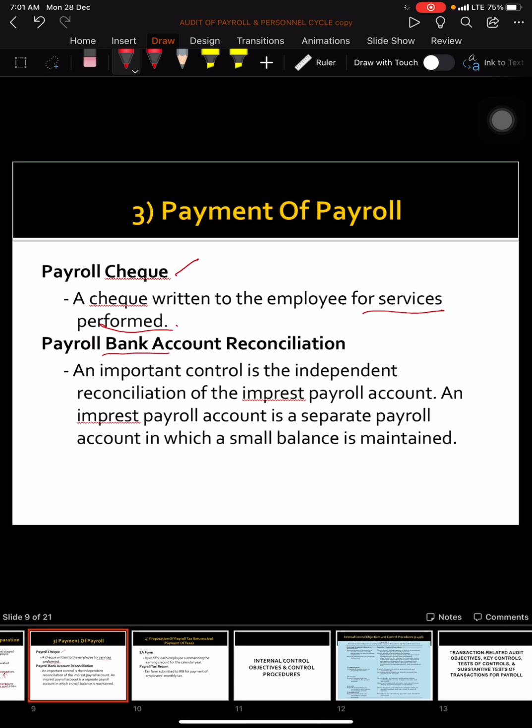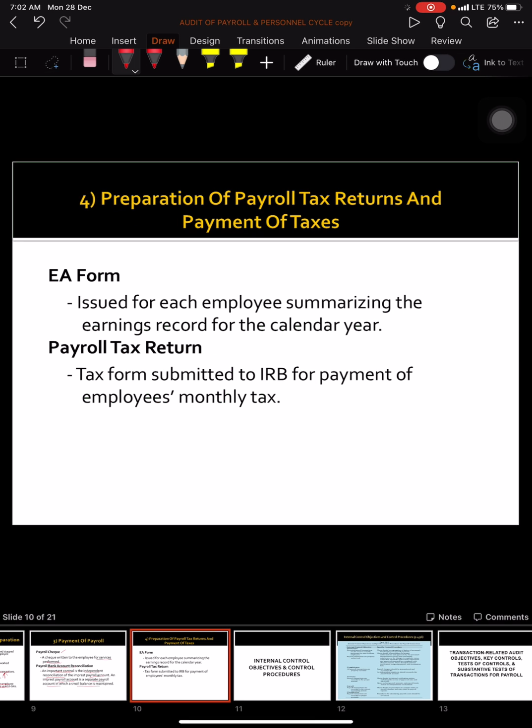And then the payroll bank account reconciliation. It means, is there any bank reconciliation with the payroll department? This is the important control, independent reconciliation. Alright, imprest payroll account. An imprest payroll account is a separate payroll account in which a small balance is maintained. So normally they are going to have a proper account for the payroll.